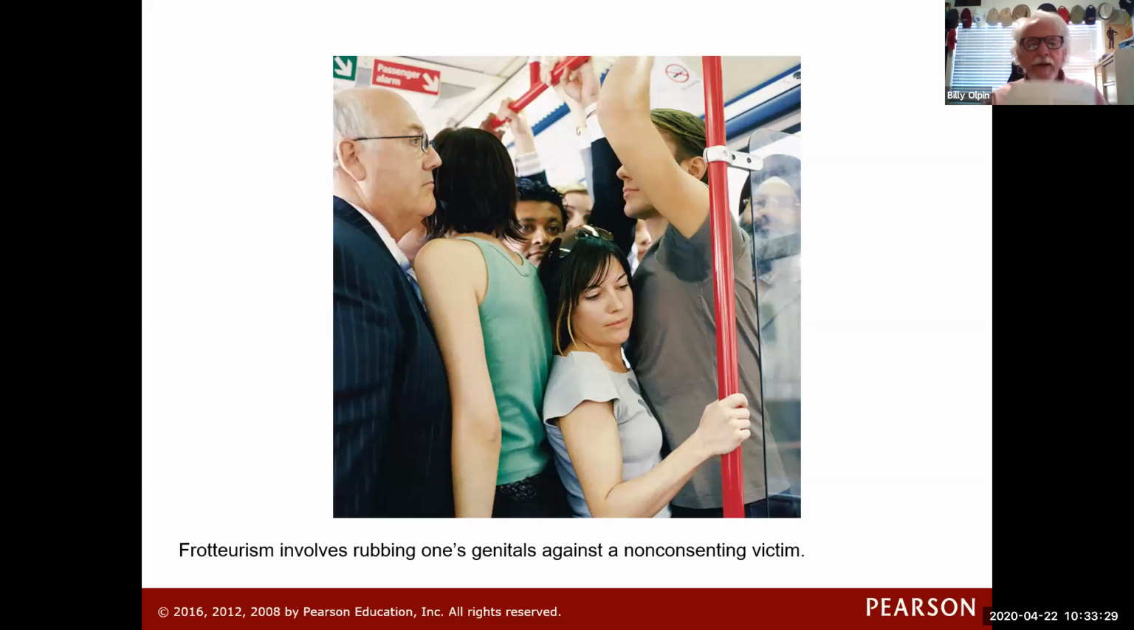Here's a futuristic opportunity. And this man appears to be rubbing his genitals against somebody. It may or may not be true. You never know. But the young lady in this thing does not look happy in the least.